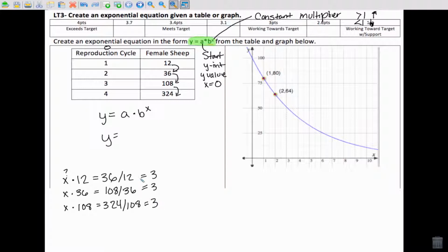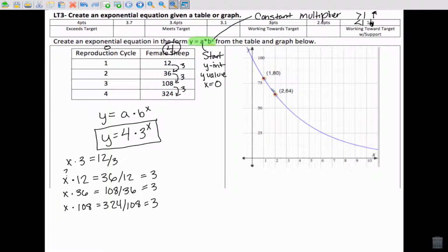Okay, so that means 12 times 3 gave me 36. 36 times 3 gave me 108. 108 times 3 gave me 324. And our constant multiplier then is 3. So our last part of our equation is going to be 3 to the x. Now we need what number times 3 gave us 12. You guys can probably figure out what that is, or we can divide both sides by 3 in this case, and we'll get that our starting value would have been 4 right here. So our y-intercept was 4, and here's our equation.